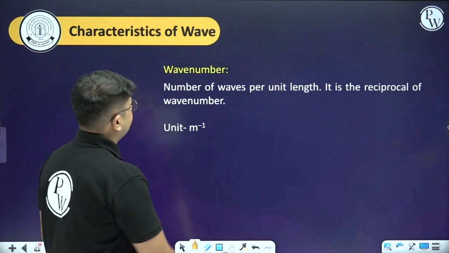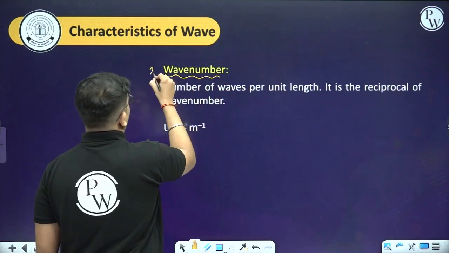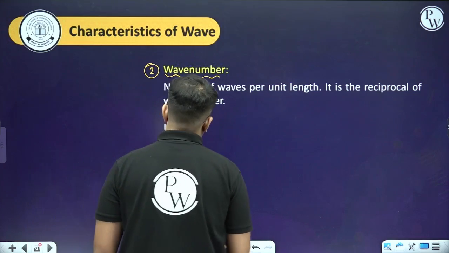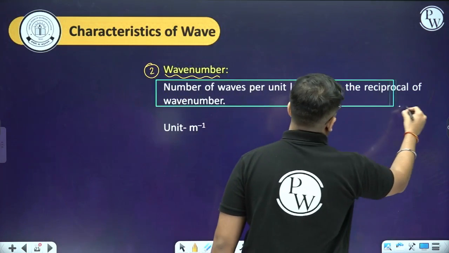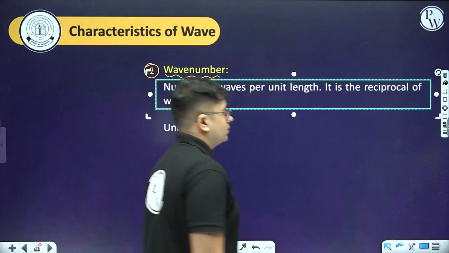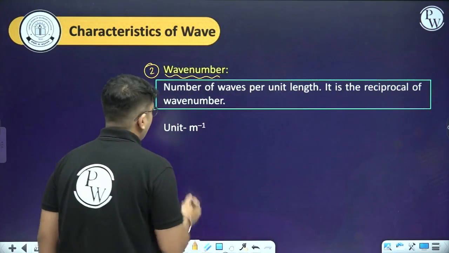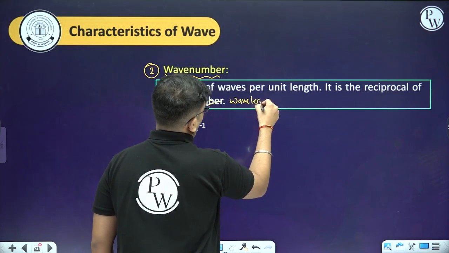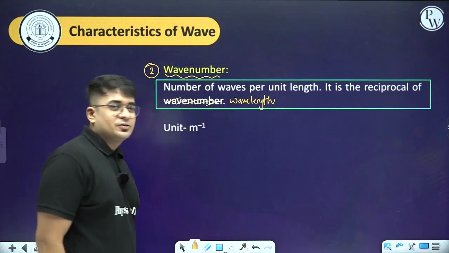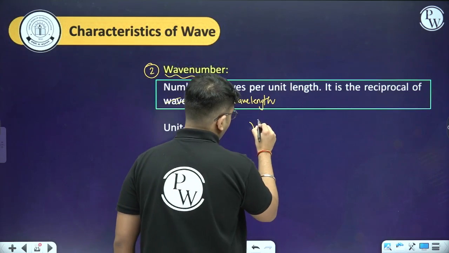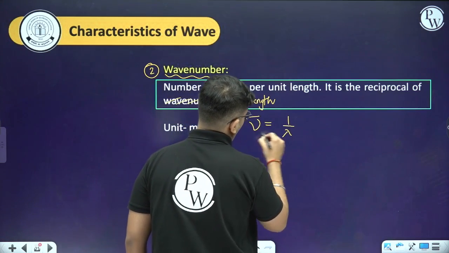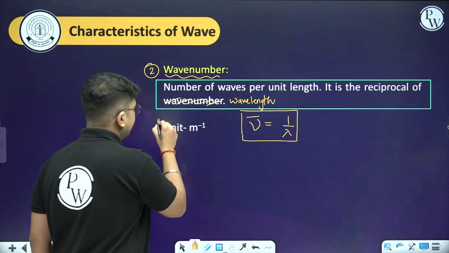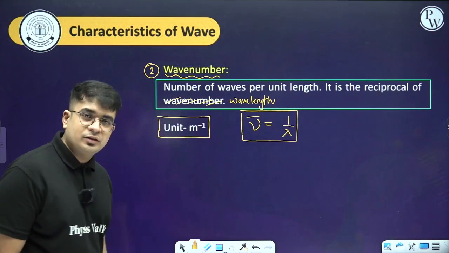Now the second part in that case is your wave number. It is nothing but the reciprocal of your wavelength. So the number of waves per unit length is known as your wave number, or it is basically the reciprocal of wavelength. Okay, so the wave number is represented by nu bar is equal to 1 upon lambda. Its unit will be meter inverse. I hope this part is clear.